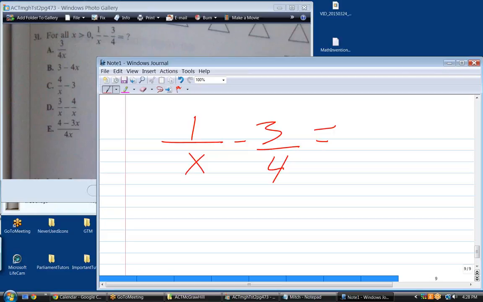All right. How would I do this operation? 1 over x minus 3/4. If I said combine those, how would you do it? If I said do this operation, what would you do? Find a common denominator. Okay, that's what we got to do. We got to find a common denominator. What is it? 4x.